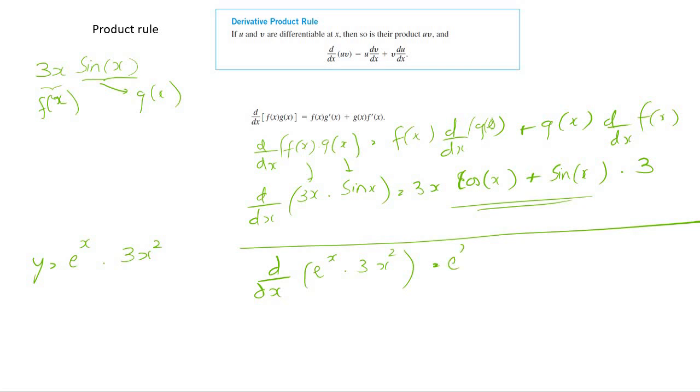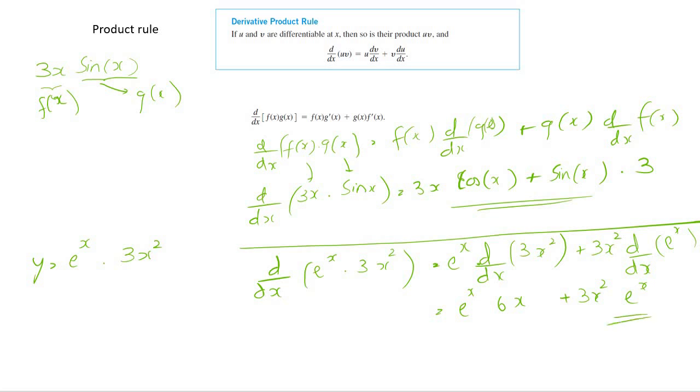e to the power x, and then we differentiate d over dx of 3x squared. Then we just add 3x squared as it is and differentiate e to the power x. And we know the differentiation of this and this. So we say e to the power x, and the differentiation of this is, multiply this by this, so it's 6x, plus 3x squared, and we know the differentiation of e to the power x is e to the x.